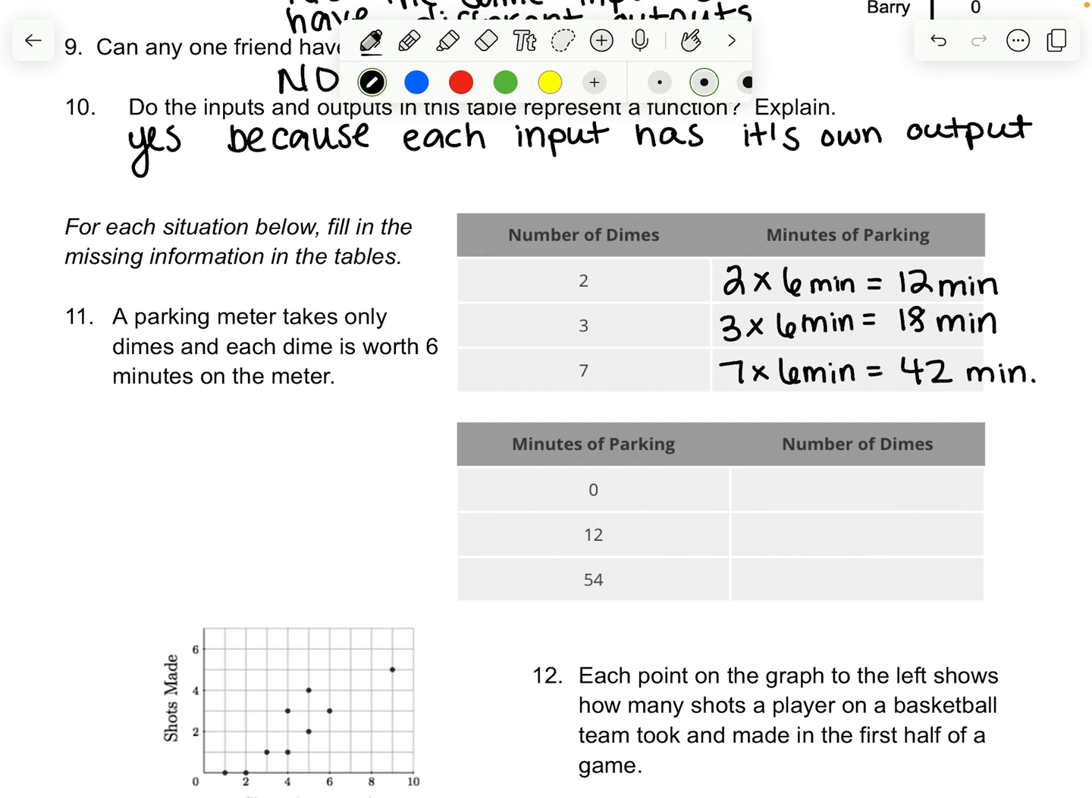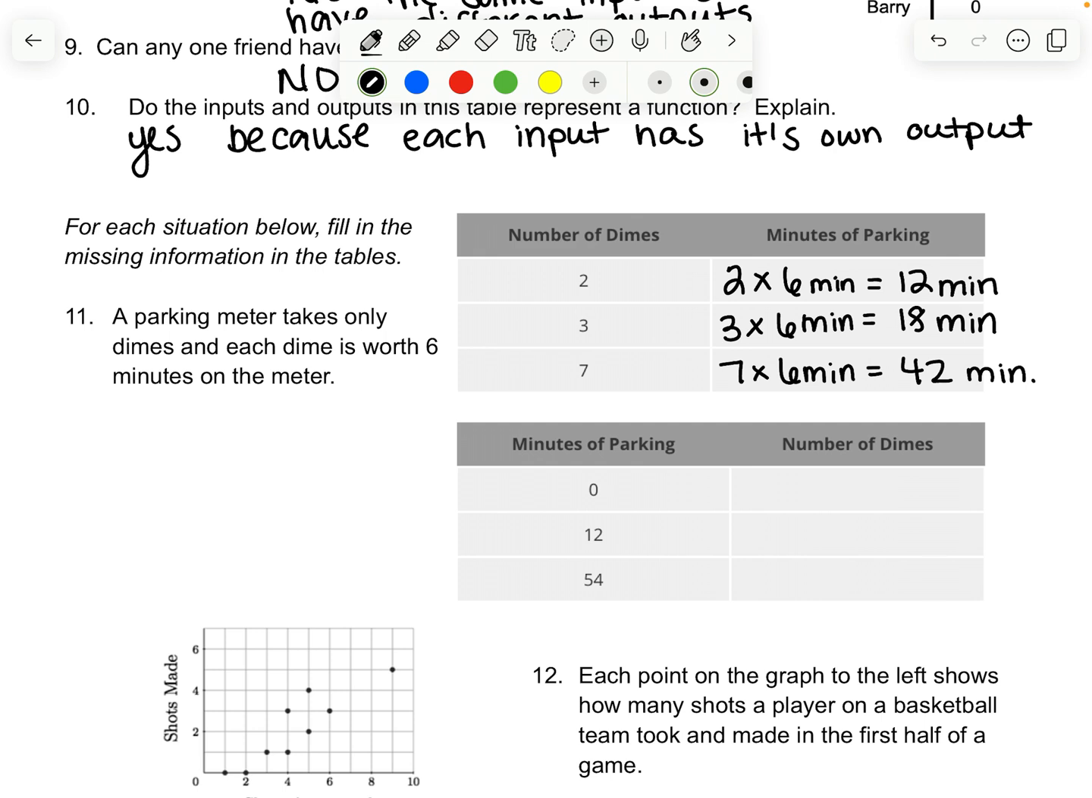About 10 more seconds. Okay, let's see if you are correct.